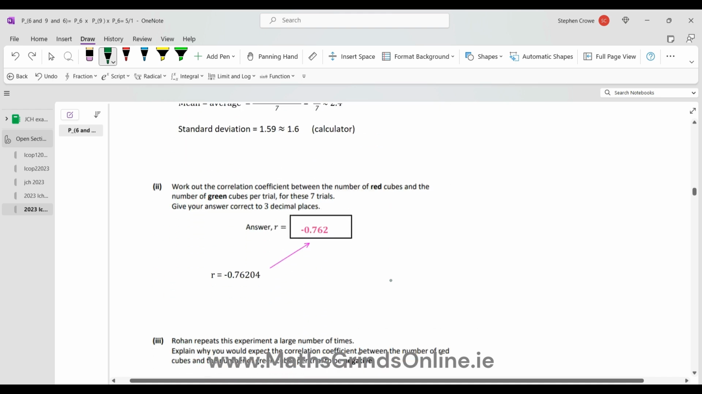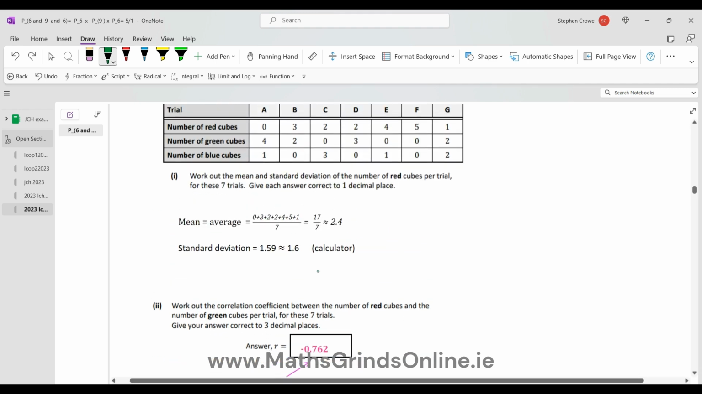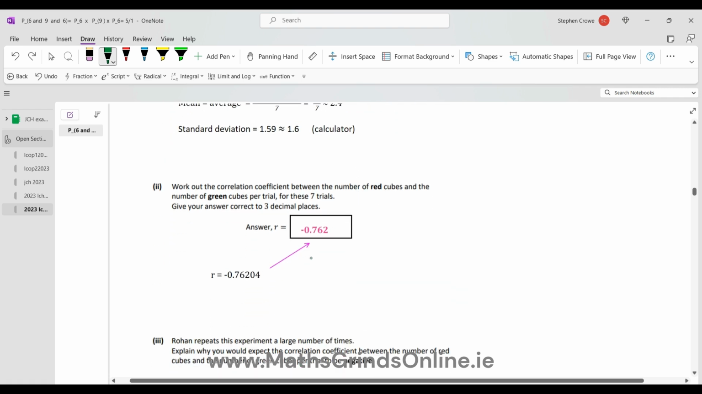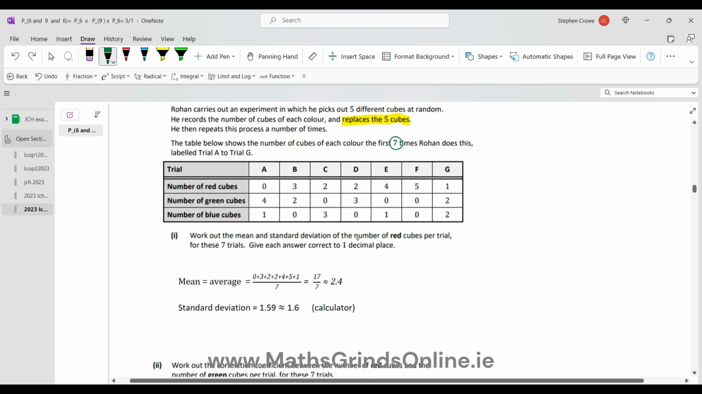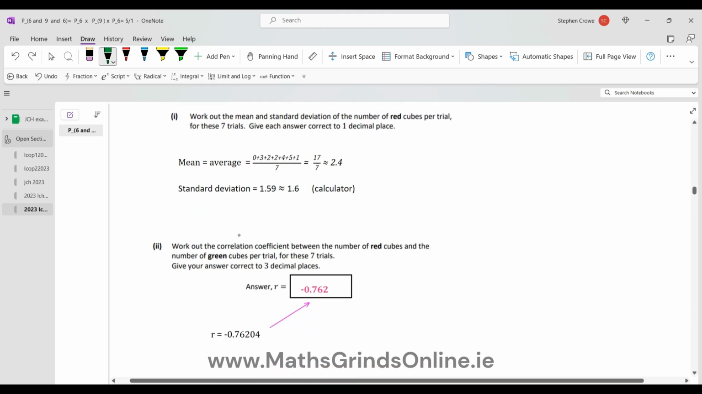We'll move on. Part 2, work out the correlation coefficient between the number of red cubes and the number of green cubes per trial for these 7 trials. Give your answer to 3 decimal places. Again, similar to the standard deviation, this is a function on your calculator, and through this medium it's very difficult to describe how it's done, because we'll all have different calculators. I have the full answer worked out, and since it says 3 decimal places, the next digit after is 0, so it gets rounded down to minus 0.762.